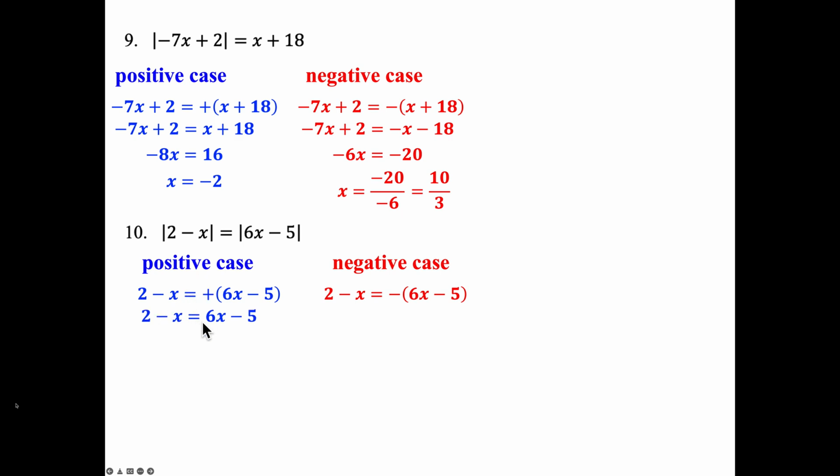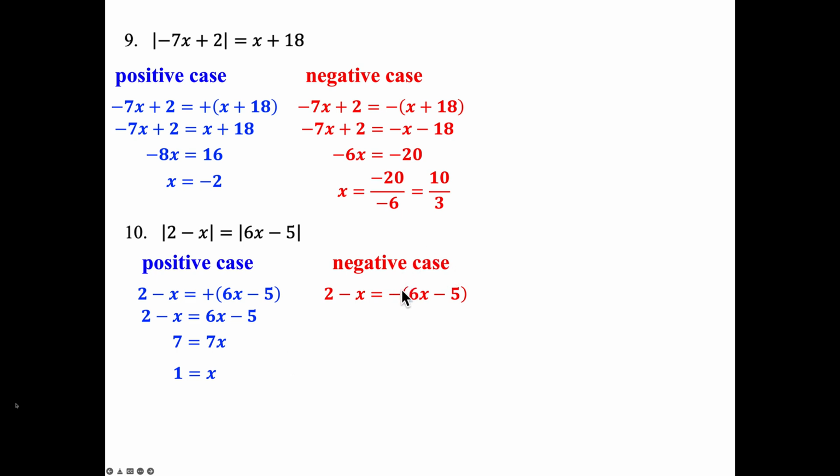So 2 minus x equals 6x minus 5. All right. In this case, I'm going to add this x over so I can keep my x term positive. So this will be 7x. And I'll add the 5 from the right, the minus 5. I'll add that 5 over to the left. So we get 7 equals 7x. Divided by 7, x equals 1.